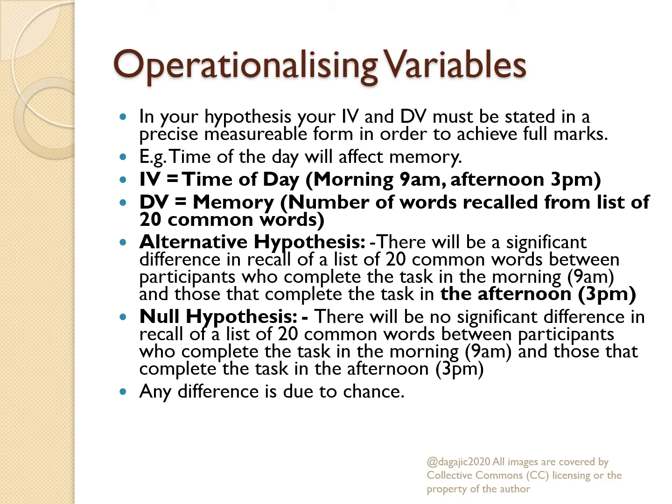And then our null hypothesis: there will be no significant difference in recall of a list of 20 common words between participants who complete the task in the morning and those that complete the task in the afternoon. Any difference is due to chance. Remember that due to chance makes more sense when we start to talk about significance testing in psychology, because we expect at least 95% of our results to go the way we predicted in order to reject the null hypothesis.